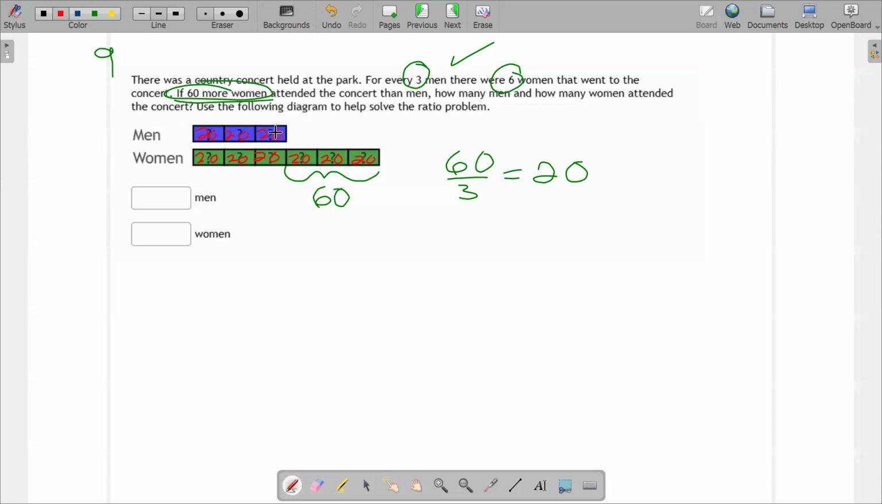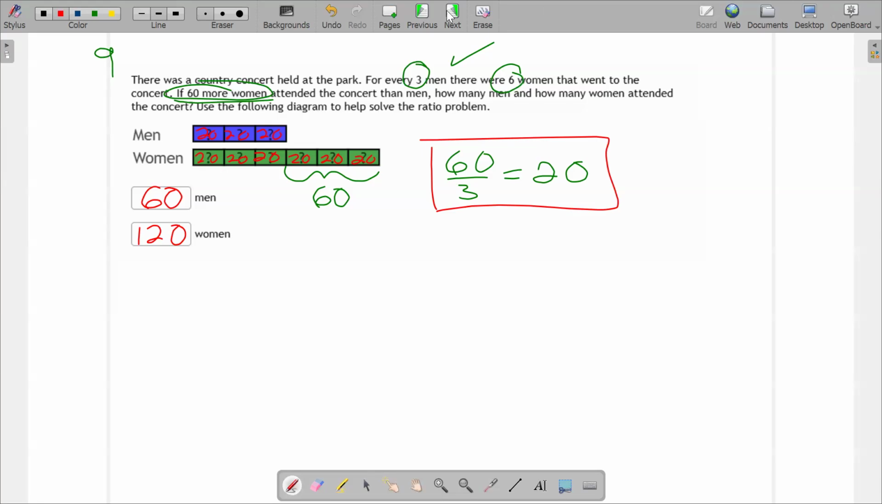Right, so with a tape diagram, typically there's one piece of arithmetic to figure out the size of the box, and then you fill in all the boxes and just add stuff up as necessary. So for the men, I can see there's 20, 40, 60 men that went, and for the women, 60 and 60 is 120. Pretty cool, huh? All from a picture. All right, questions on that one? Not bad? Okay.